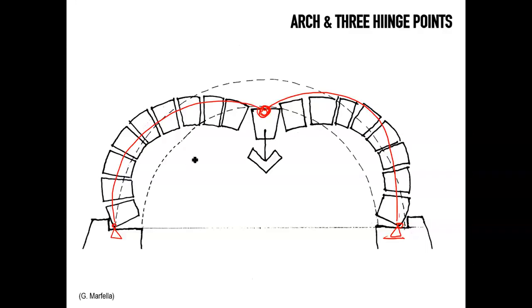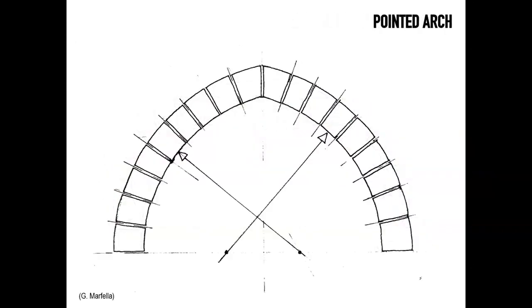The problems arise when there might be another fourth point of hinging, so normally an arch at that point will fail. Now, this is an introduction. We're still talking about semicircular arches, but why the pointed arch?